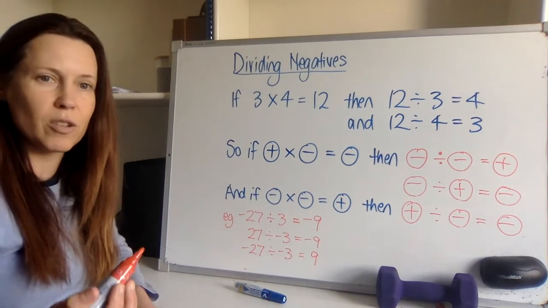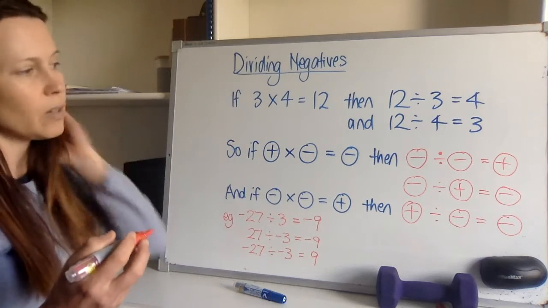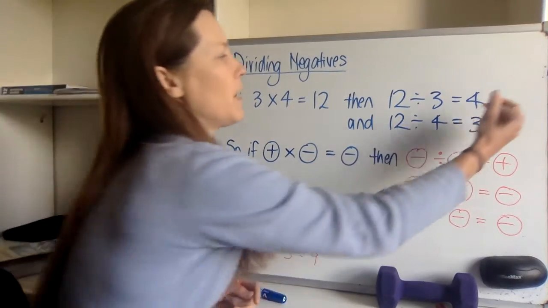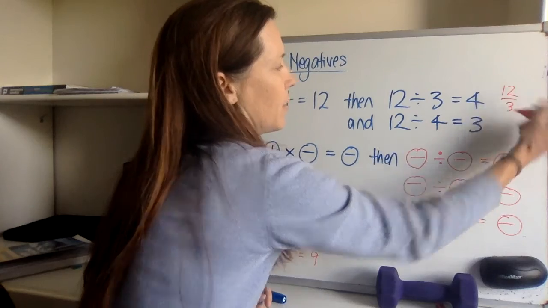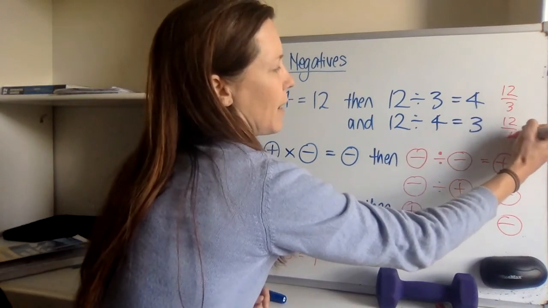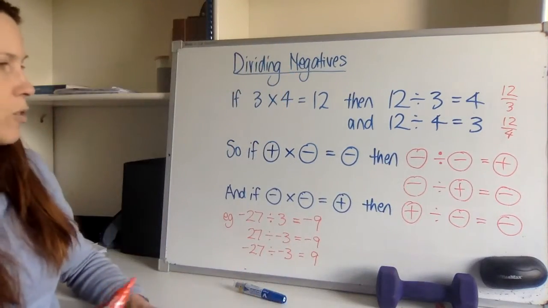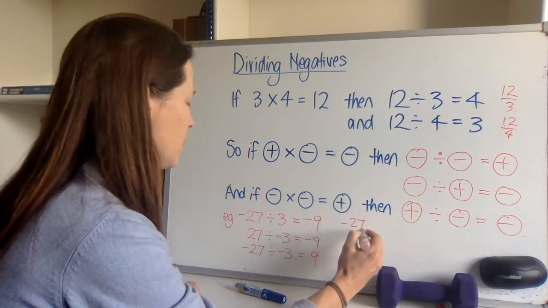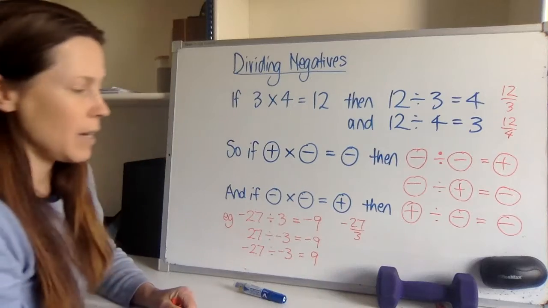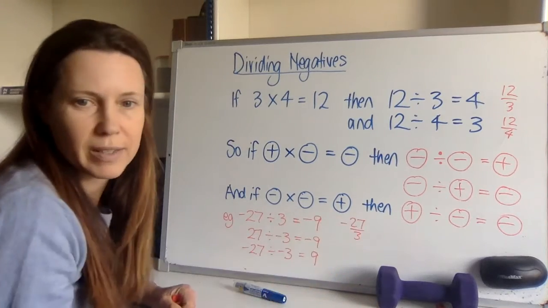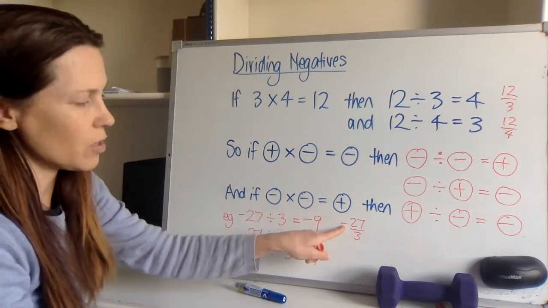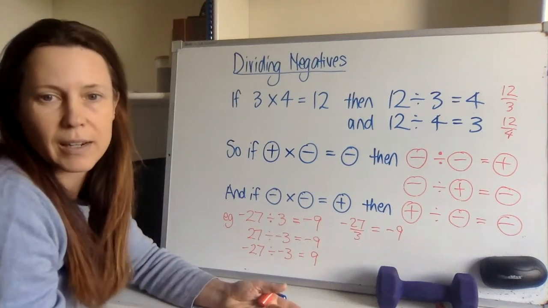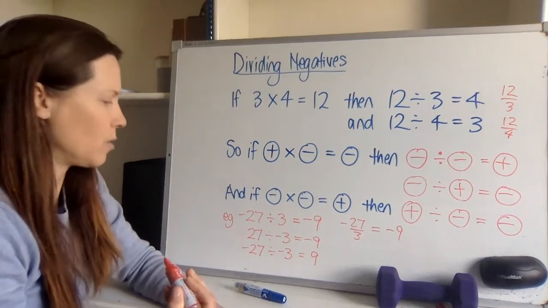Now, another thing that you can do to think this through is you can look at any of these situations as a fraction, because of course we can write 12 divided by 3 like this and 12 divided by 4 like that. Now, if you write your problem that way, this one becomes minus 27 over 3. Now, I know that 27 divided by 3 is 9, so see how the negative is just going to come along for the ride in the answer and stay there. It's negative 9. And to me, that's an even easier way to do it.